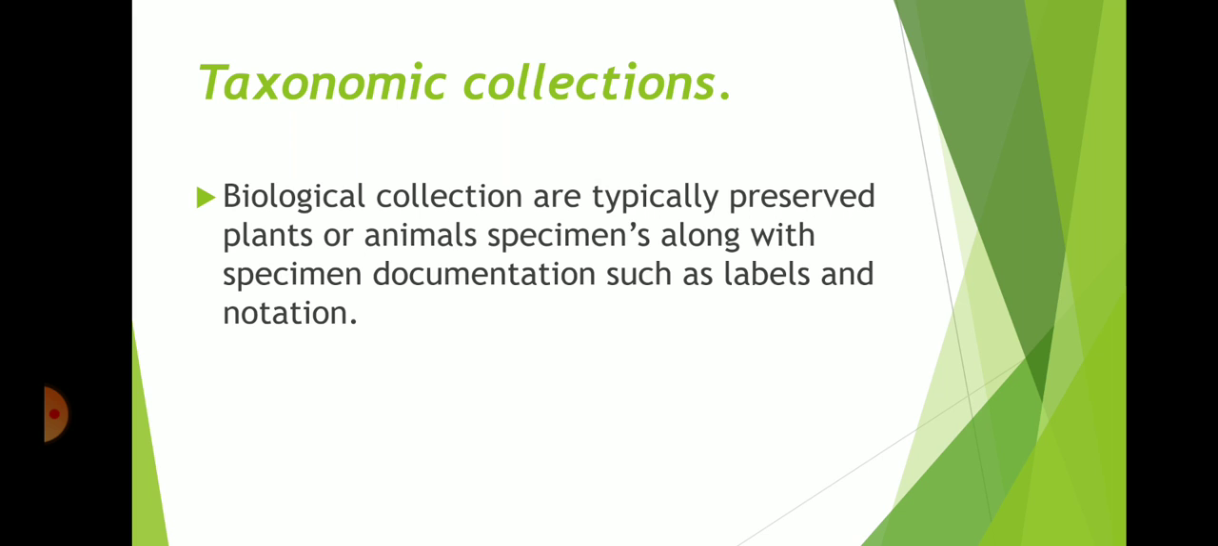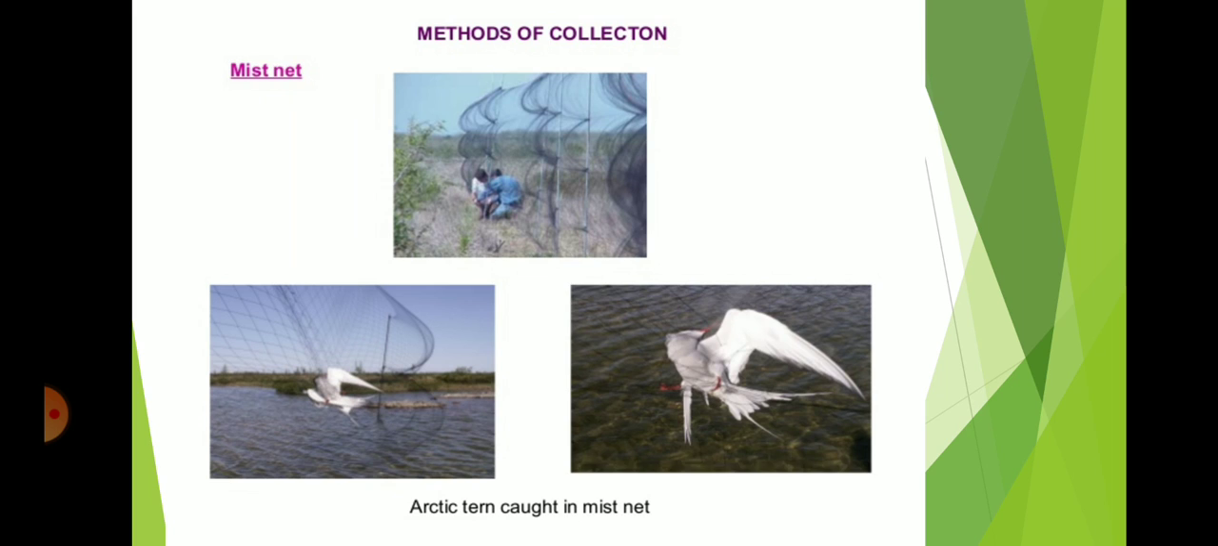These preserved animals and plants are kept in a museum for their identification, and knowing the species on the earth is better for human beings for their identification and preservation. So in today's topic we're talking about the methods of collection, how animals or plants are collected from different geographical areas for their preservation and identification.